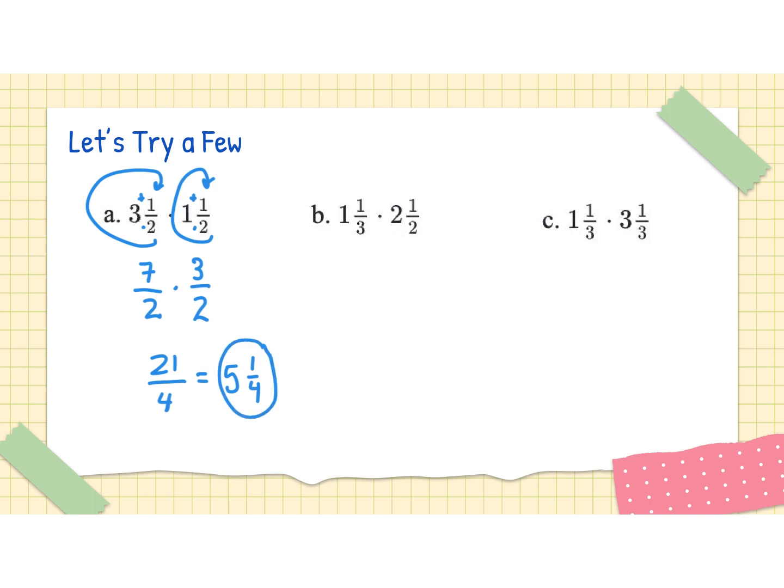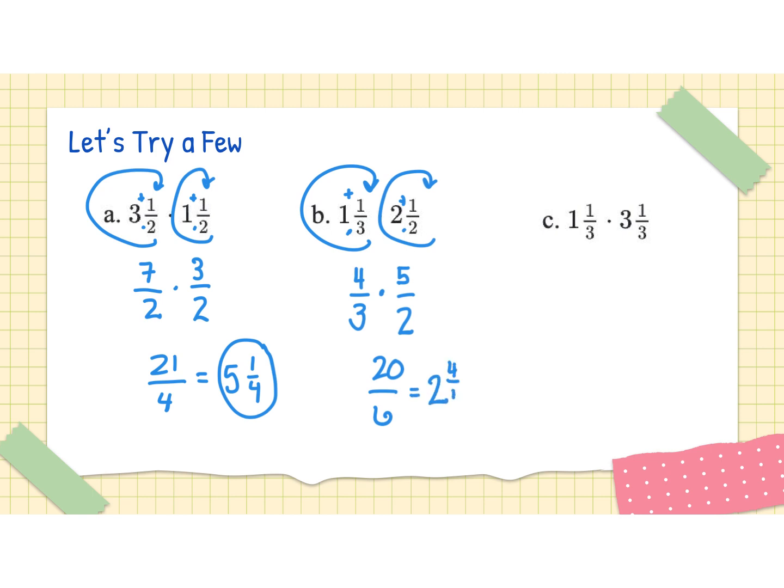All right, let's do it again. Around the world, multiply 3 times 1 is 3, plus 1 is 4. So we have 4/3. Bring down the multiplication. Around the world, 2 times 2 is 4, plus 1 is 5. 5/2. 4 times 5 is 20 over 6. And how many times does 6 go into 20? It goes in 2 times with 4/6 left over, but that can be made smaller. 2 and 2/3.